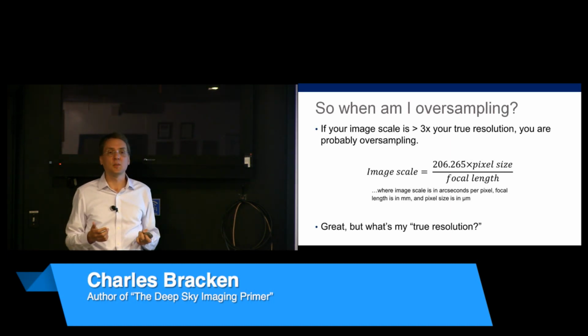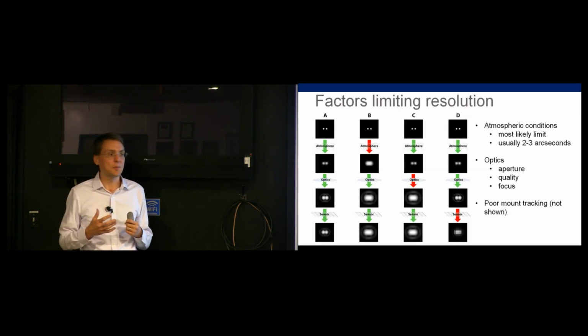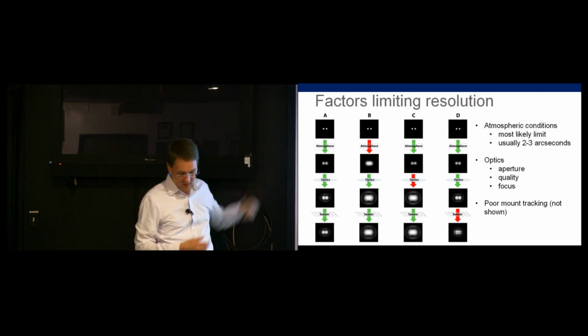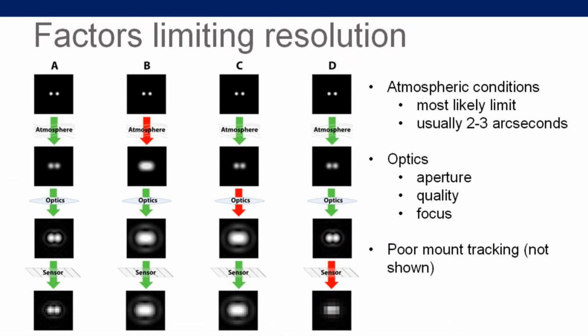How do you know what your true resolution is, though? Well, for most people, it's the atmosphere. But there are actually several different limiting steps. So let's look on the left-hand side. You see, this is out in space. These are your 2 stars. This is what we're going to try to resolve. We're trying to resolve these 2 different stars. They're equal brightness. They're sitting out in outer space.